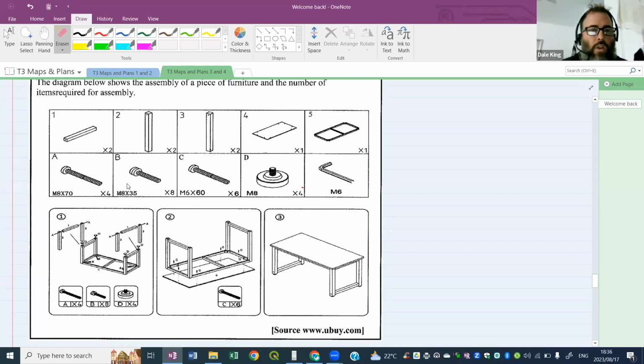Who can tell me what these things here, A, B, C, are? What are these? Guys, what are these things? Anybody? Somebody. Screws, yeah. They look like screws or bolts. Very good. Emmanuel looks like he's worked with furniture. He's put things together. Emmanuel.